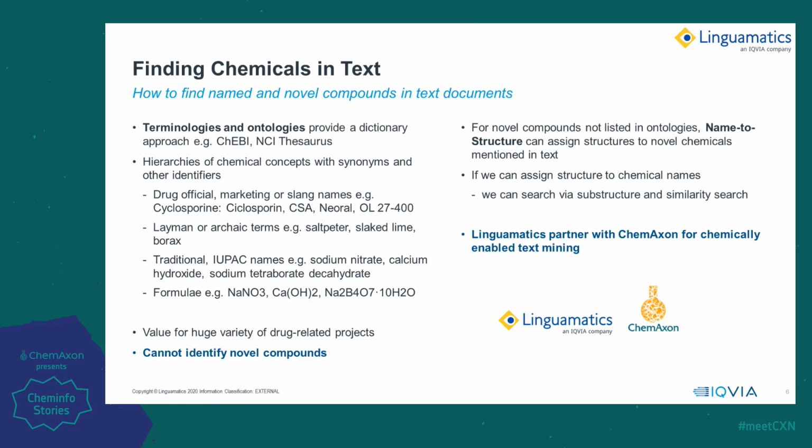You can use a terminology ontology approach, and Linguamatics provides things like ChEBI and NCI Thesaurus, and these provide hierarchies of chemical concepts with synonyms and other identifiers. They bring value to a huge variety of drug-related projects, but they cannot identify novel compounds. And for novel compounds, not listed in ontologies, you need to use something like ChemAxon's powerful name to structure, which can assign structures to novel chemicals mentioned in text. And obviously, if we can assign structures, you can then search text via substructure and similarity search. And Linguamatics have been partnering with ChemAxon for this chemically enabled text mining for over a decade.